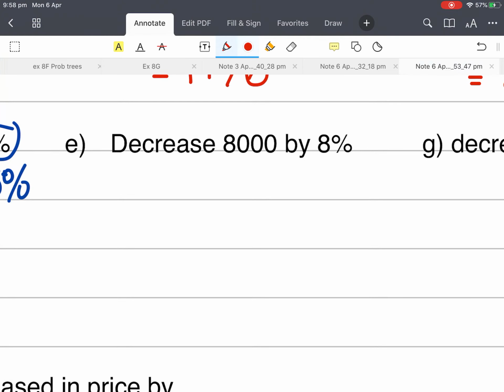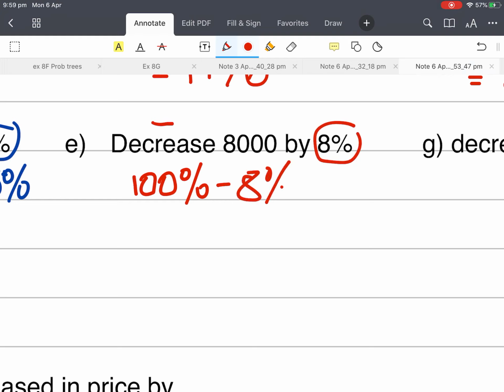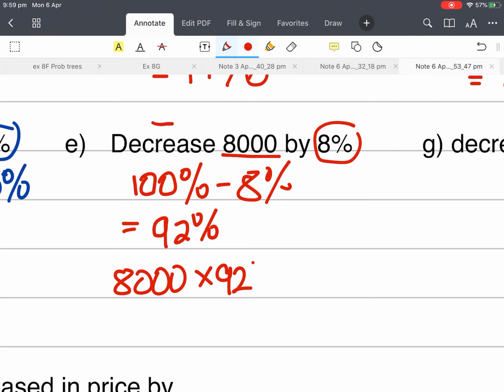Alright, remember, decrease means to subtract, so I'm going to do 100% minus the percentage, 8. When I do that on my calculator, I get 100 minus 8, I get 92%. So now I do my second set of working. I take the number in the question, 8,000, and I multiply that by 92%.